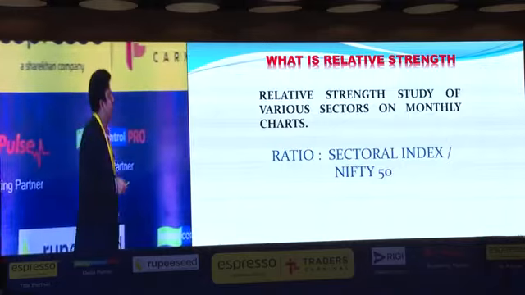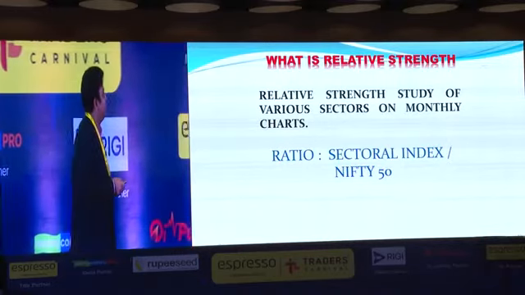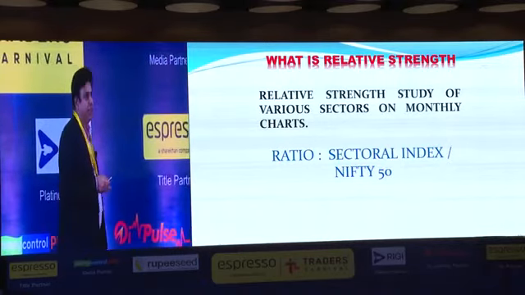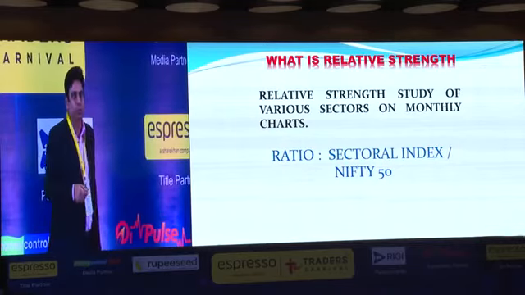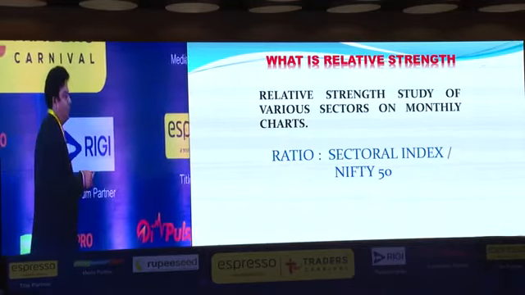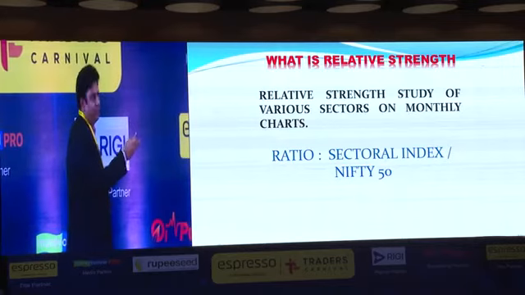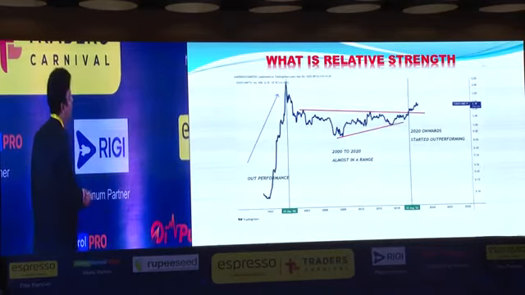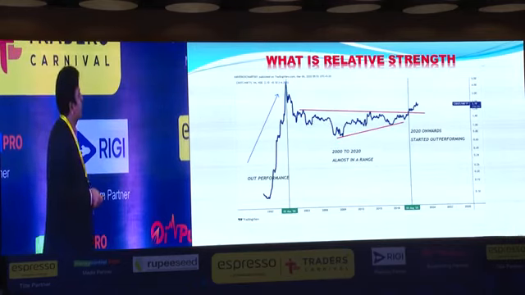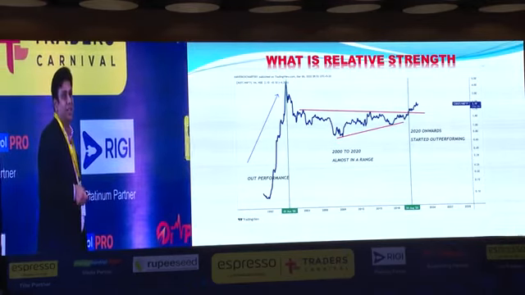Okay, so we will do a relative strength study of various sectors on the monthly chart. This is a quick follow through before I come to the main setup. So what are we doing? We are dividing the sectoral index with Nifty over a period of the last 20 years. Friends, this is the chart of CNX IT divided by Nifty. This is the monthly chart.